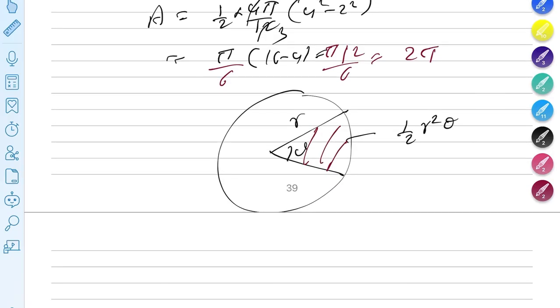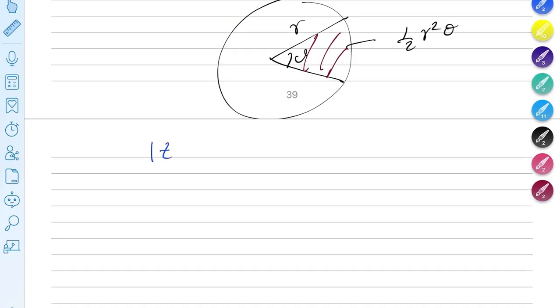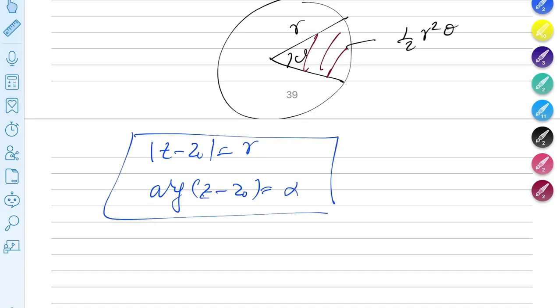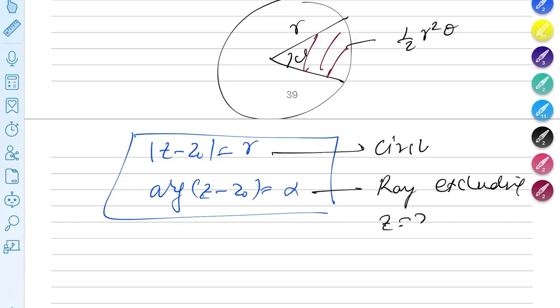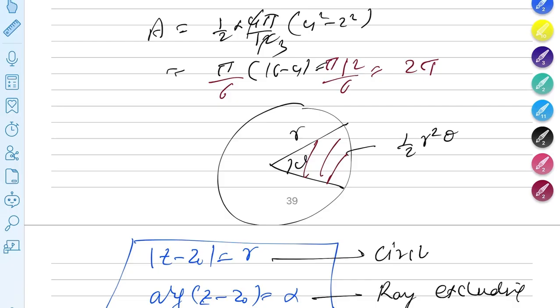So now we have done up to here. We should know the locus of modulus of z minus z naught equal to r, and argument of z minus z naught equal to alpha. These are two important loci which will be used frequently, not just in locus problems, but even in solving other problems. This is a very powerful locus. The first represents a circle, and the second represents a ray, not a line, excluding z equal to z naught. Again, z naught will not be included.